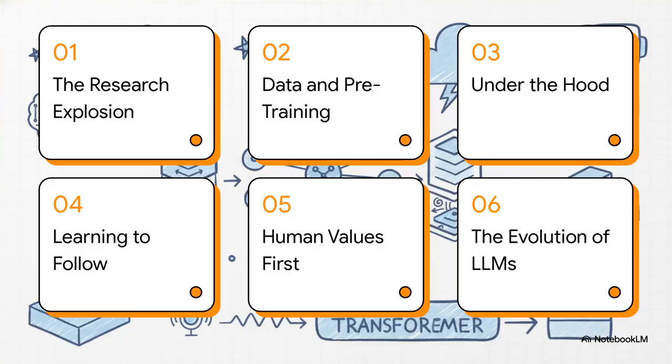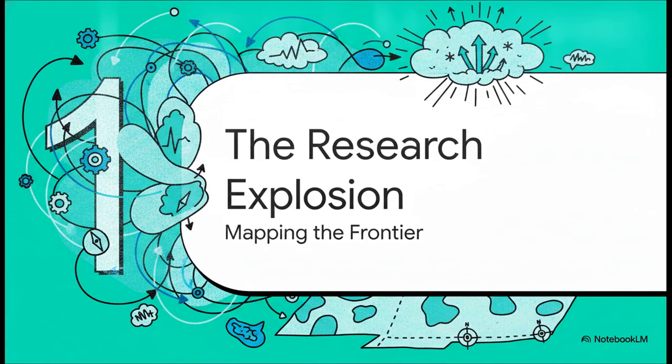So here's our roadmap for today. We're going to cover the research explosion, lay down the foundations of data and pre-training, peek under the hood at the architectures, and finally track fine-tuning, alignment, and the overall evolution of these models. Let's get to it. Starting off with Section 1, the LLM research explosion, where we map the frontier.